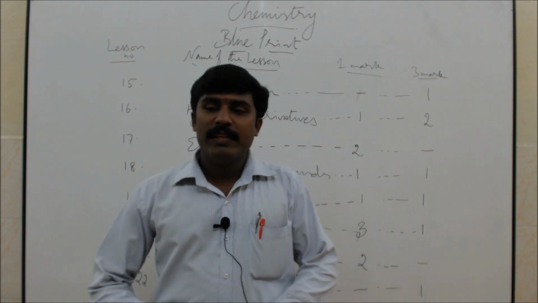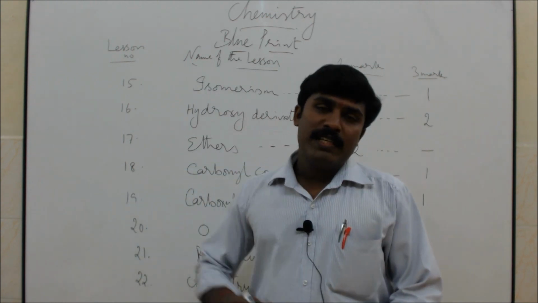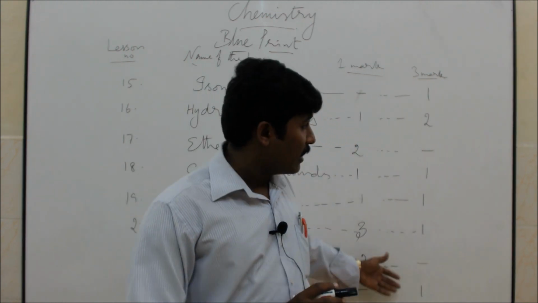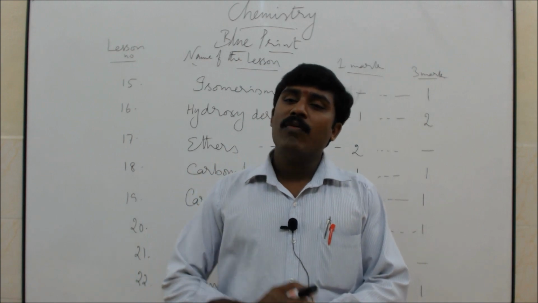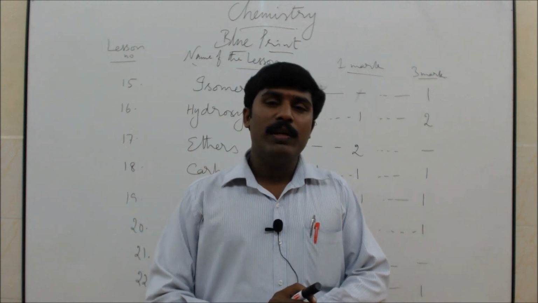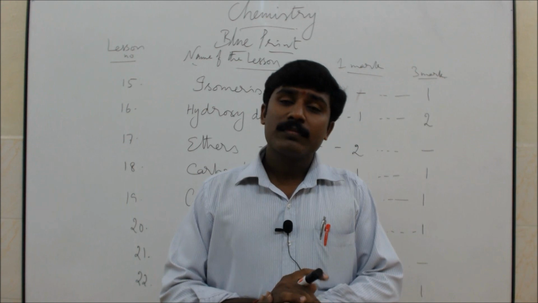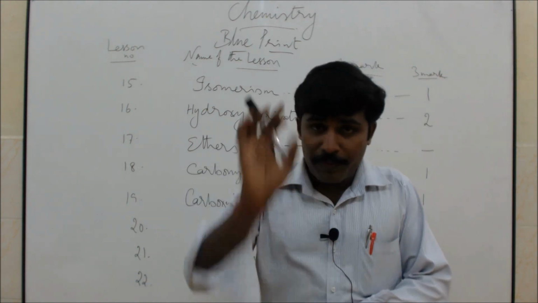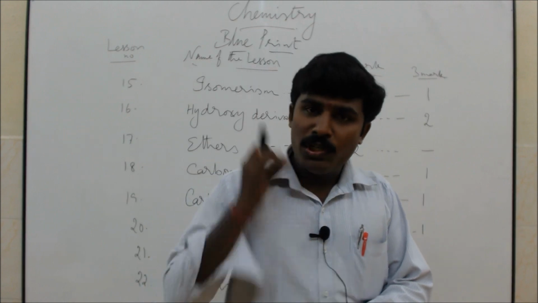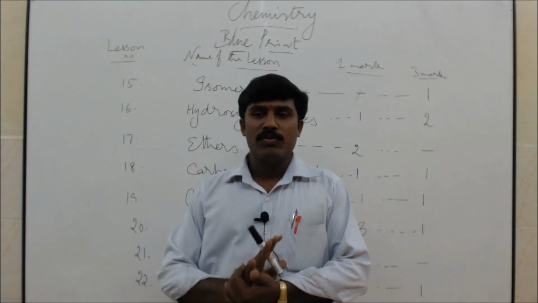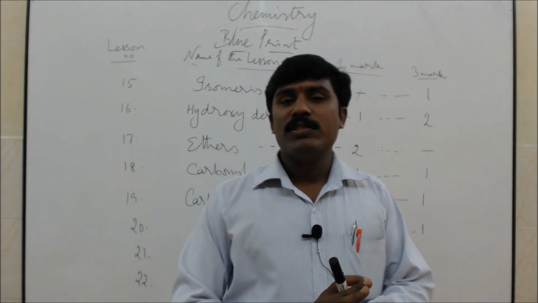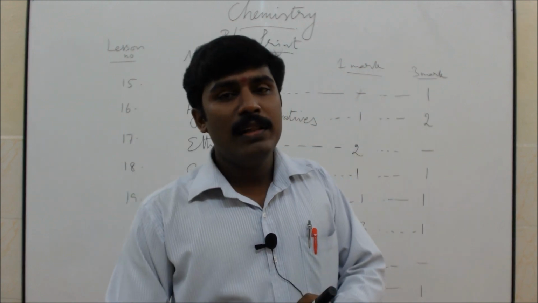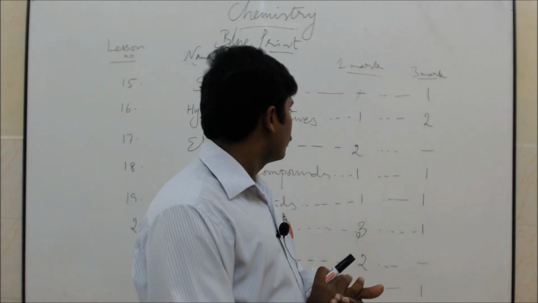So it is 7, 7, 7: inorganic chemistry 7 lessons, physical chemistry 7 lessons, and organic chemistry also 7 lessons. Out of 21 questions, you are going to select only 15 questions. But for the 3 mark part, don't select and study only some. You have to prepare all 21 questions, then only can you attend at least 15 questions in the board exam. So no need to select 15 questions alone; you have to read all the 21 questions.